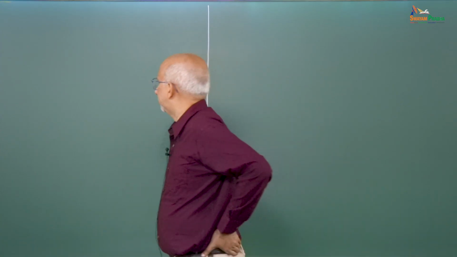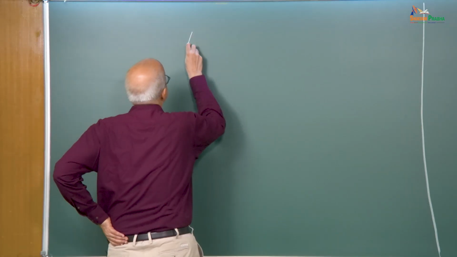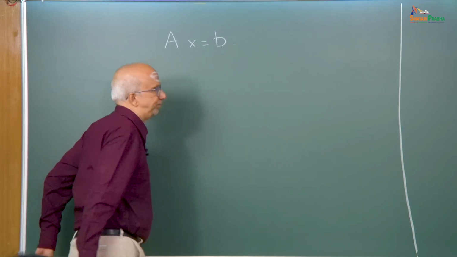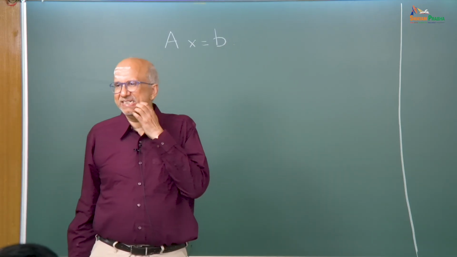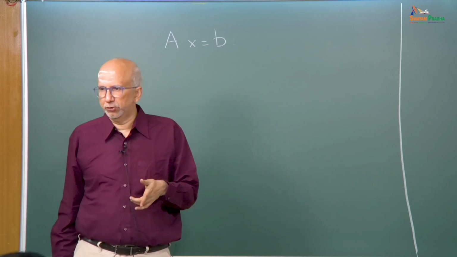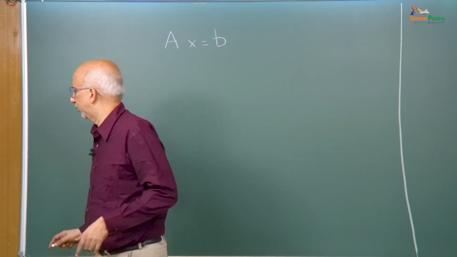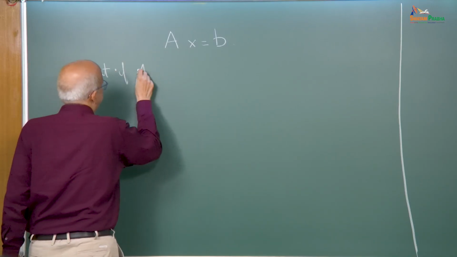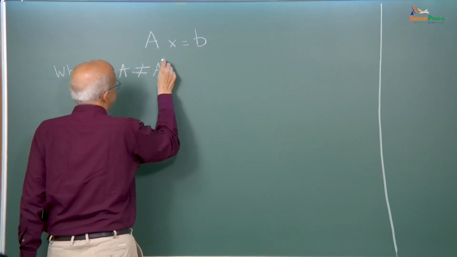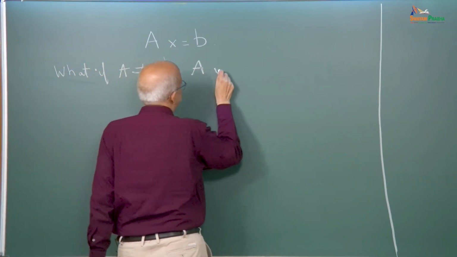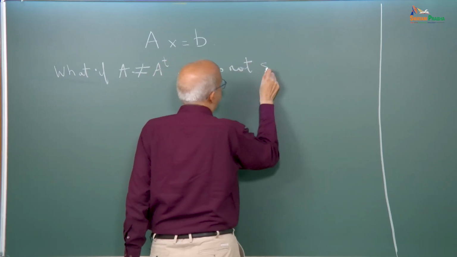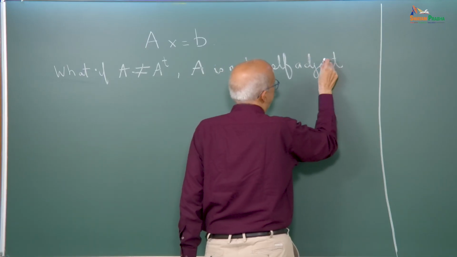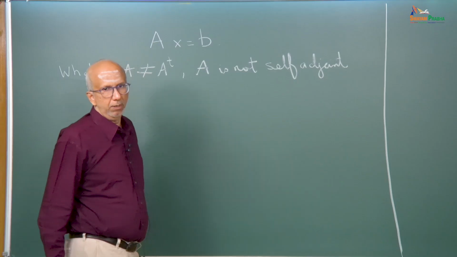Okay. So, we were looking at solving Ax equals b, and we are interested in the case where A is not self adjoint, where A is not equal to A transpose. What if A is not equal to A transpose? That is, A is not self adjoint, the adjoint is not equal to the original operator.